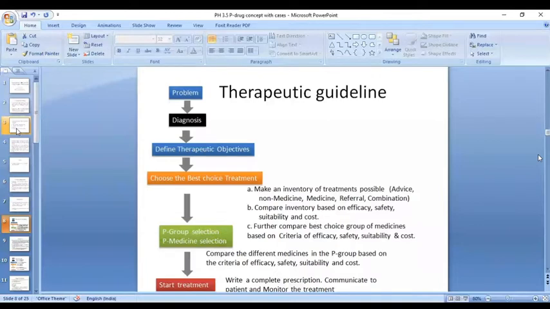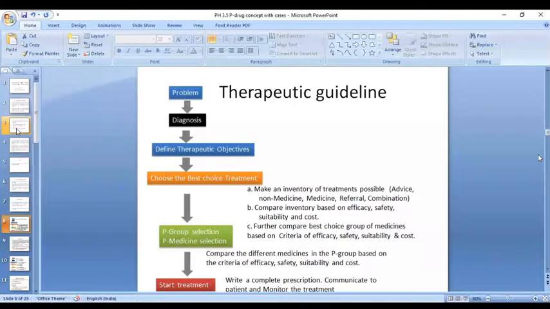Once you have arrived at a diagnosis, we define the therapeutic objective. It is the objective we want to achieve. For example, if the patient is having pain, then we want to alleviate that pain. So that is our therapeutic objective. And how to relieve that pain is the choice of treatment, we might say. For example, if it is a pain because of injury, then your P treatment would be surgical if it is because of a fracture.